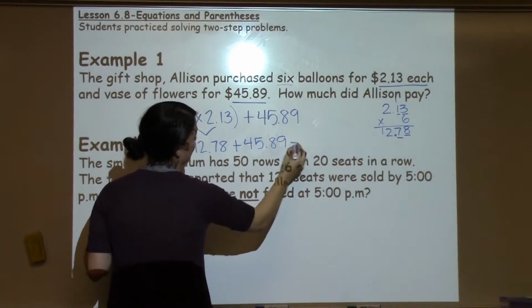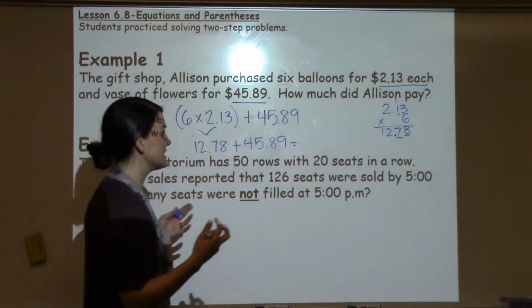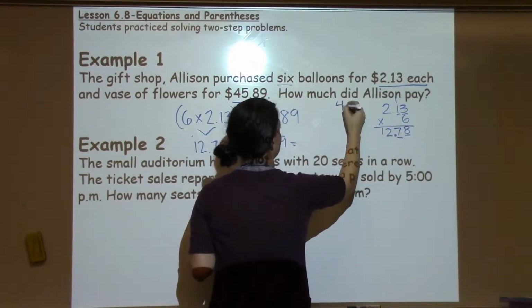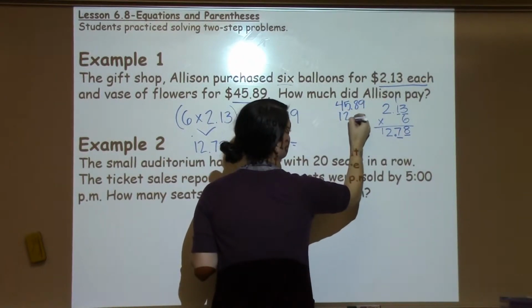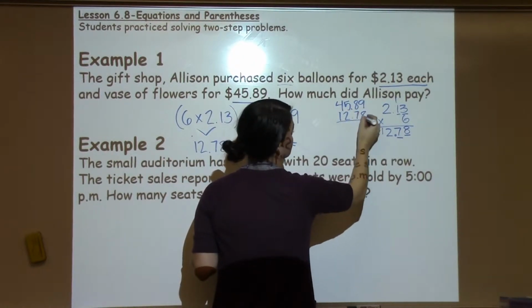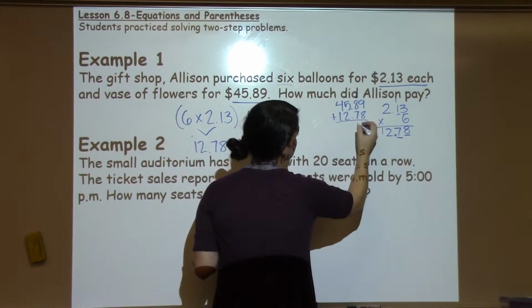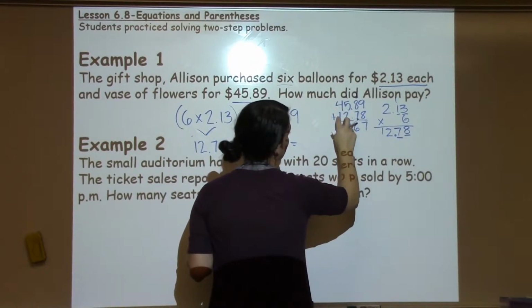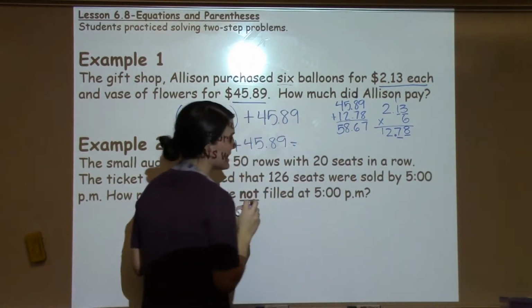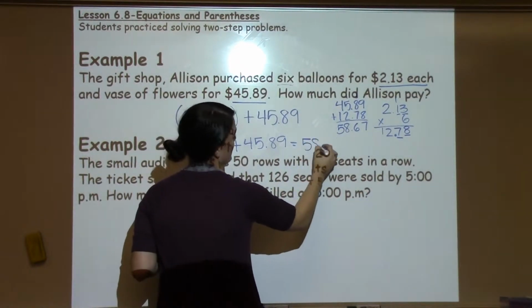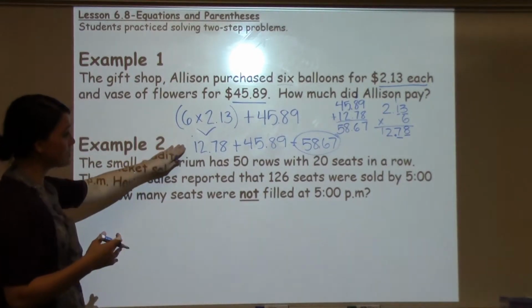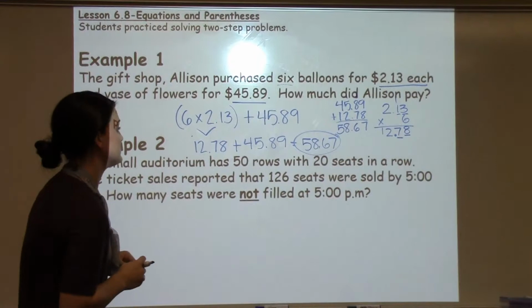Now, I'm still not done. I need to add in the $45.89 to get to my final answer. So I'm going to go ahead and add that in here. $45.89 plus $12.78. 9 plus 8 is 17. 8 plus 1 is 9, plus 7 is 16. 5 plus 1 is 6, plus 2 is 8. And then I have 4 plus 1, which is 5. I get a total of $58.67 for my answer. So again, a two-step problem. I had to multiply first before I could add that in with the rest of my answer.